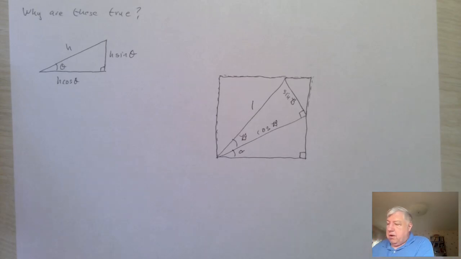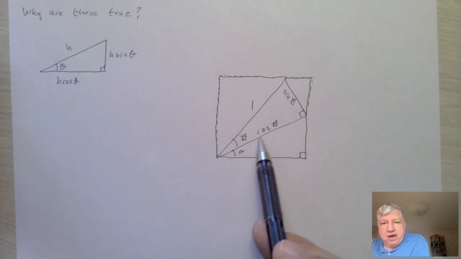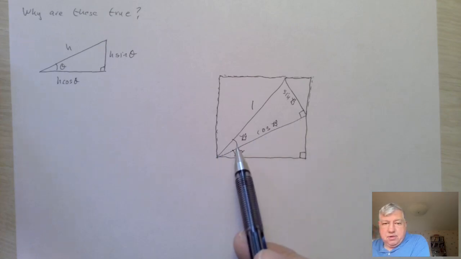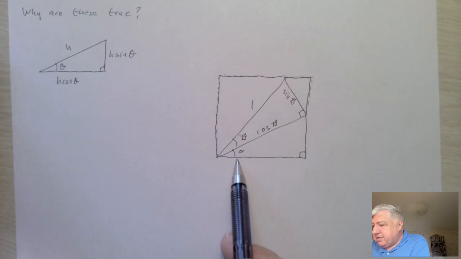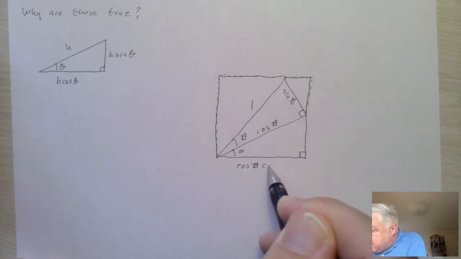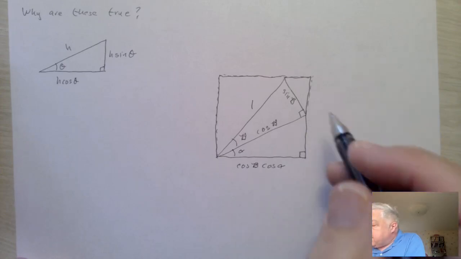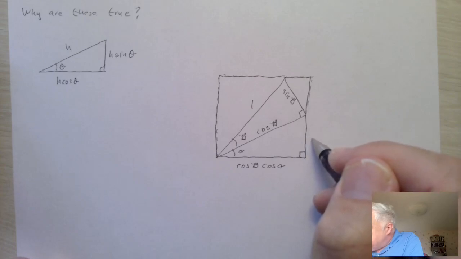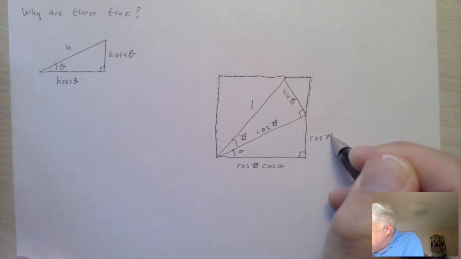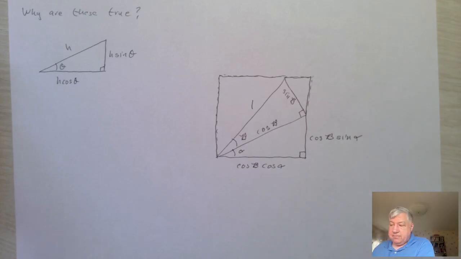Now we know what this hypotenuse is. That means that because this angle is alpha, this is going to be cosine beta cosine alpha, and then this will be cosine beta sine alpha.